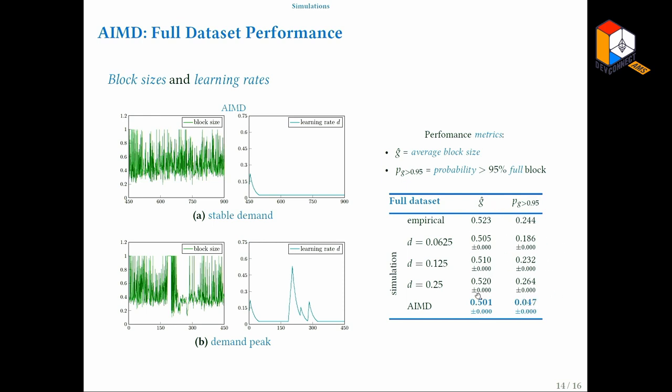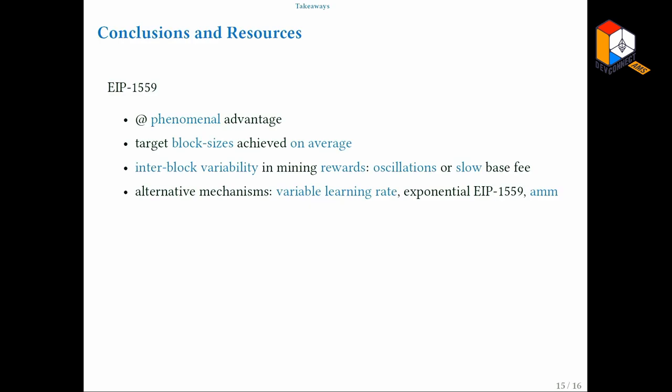And also on average, all of them did well. Maybe the AIMD again did better. But as I said, introducing more parameters creates the danger of overfitting the data that we have and creates more possibilities for things going wrong.